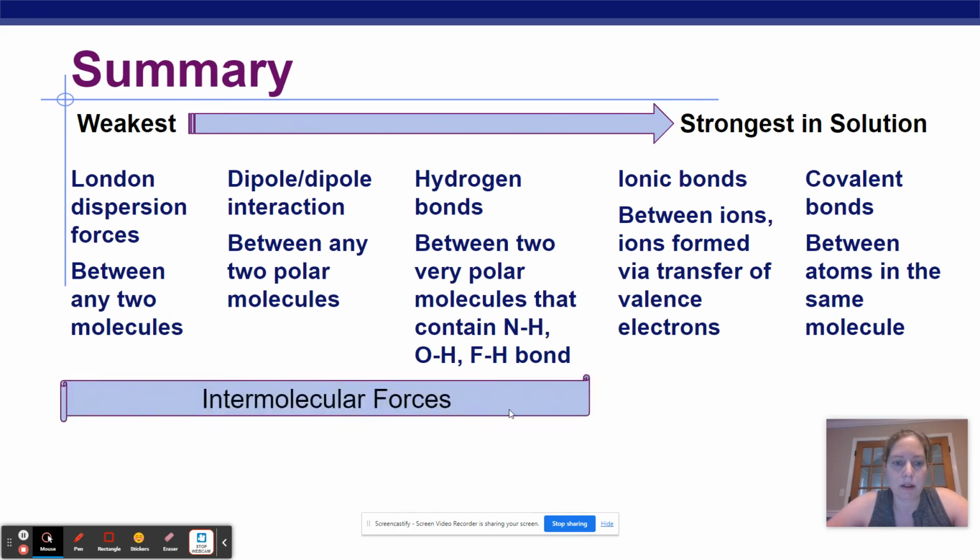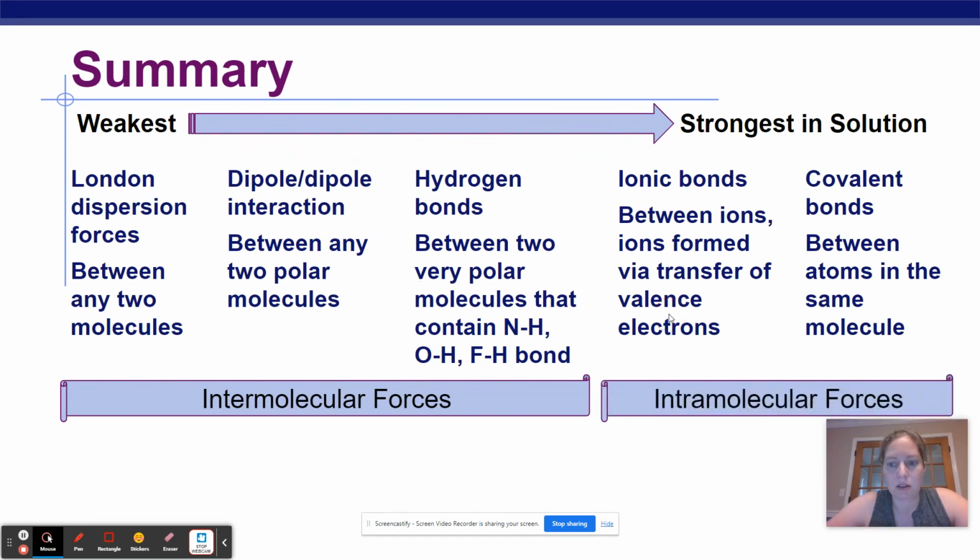And so, again, these first three are the intermolecular forces that are happening between molecules, and these are the intramolecular forces that are happening within substances themselves.